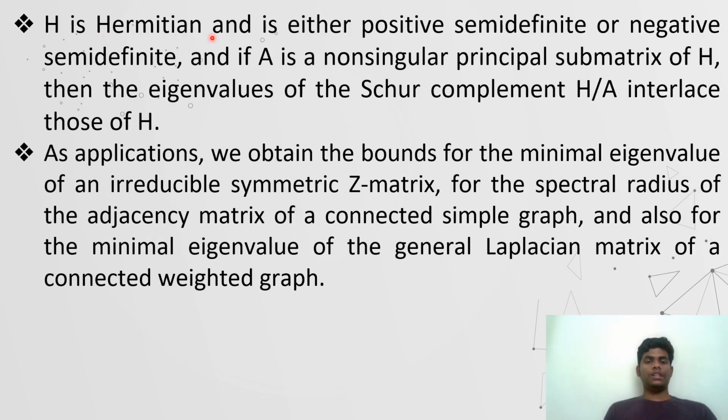If H is Hermitian and is either positive semi-definite or negative semi-definite, and if A is a non-singular principal submatrix of H, then the eigenvalues of the Schur complement H/A interlace those of H. As applications, we obtain bounds for the minimum eigenvalues of an irreducible symmetric Z matrix, for the spectral radius of the adjacency matrix of a connected simple graph, and also for minimal eigenvalues of the general Laplacian matrix of a connected weighted graph.